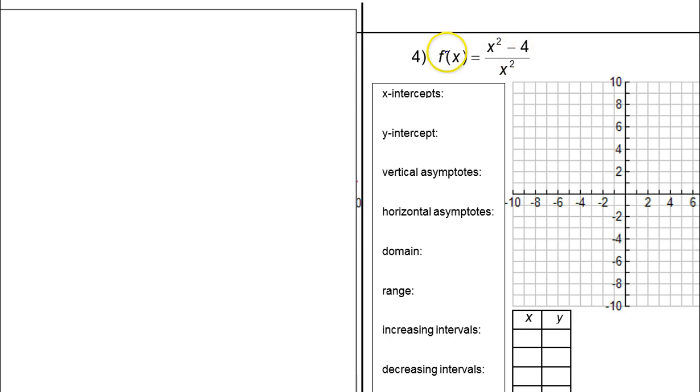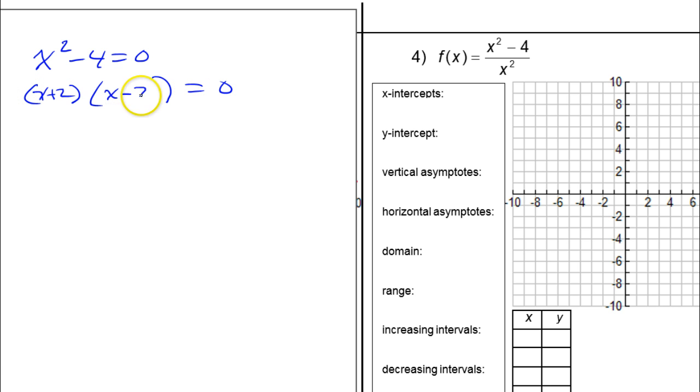Finding the zeros of the numerator. So if I set this numerator equal to 0 and solve, what I like to do is factor this. So that would be x plus 2 times x minus 2. Setting each of these equal to 0, x plus 2 equals 0, x minus 2 equals 0. That's going to give me x equals negative 2 and x equals positive 2.